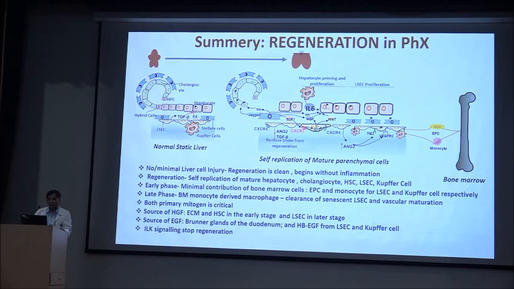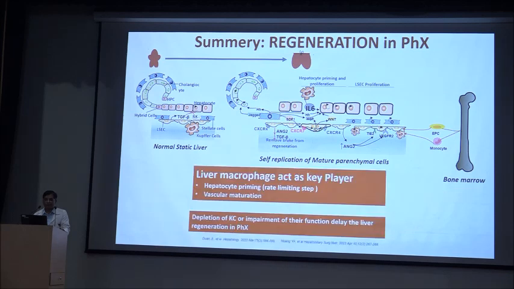Source of HGF: ECM and HSC in the early stage and LSEC in the later stage. Source of EGF is the Brunner's glands of the duodenum, HB-EGF from the Kupffer cells, and HGF from the LSEC and Kupffer cells. And ILK signaling is the one that is basically stopping the regeneration process.